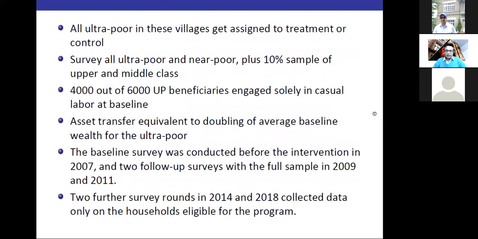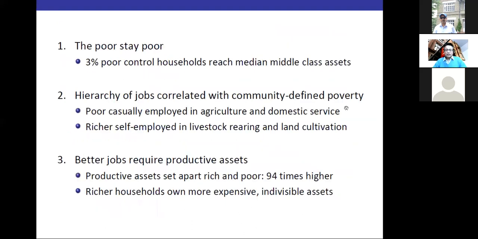So this was done in several rounds. The baseline survey was conducted before the intervention in 2007. Two follow-up surveys with the full sample were done in 2009 and 2011, and two further survey rounds were done in 2014 and 2018 that collected data on households eligible for the programs. So what are some of the stylized facts before we get into the main part of our analysis?